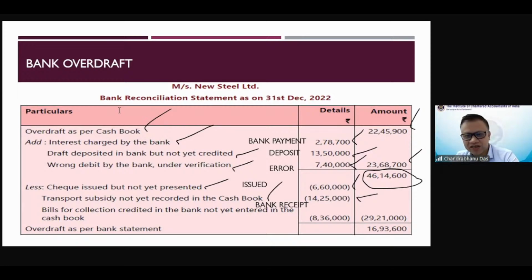Now overdraft as per cash book was plus, overdraft as per bank statement is also getting plus. So both are getting unfavorable balances. I will show you in the next slides where one is unfavorable and another is favorable. Before that, shortly, Prajal, just ask your question very quickly.